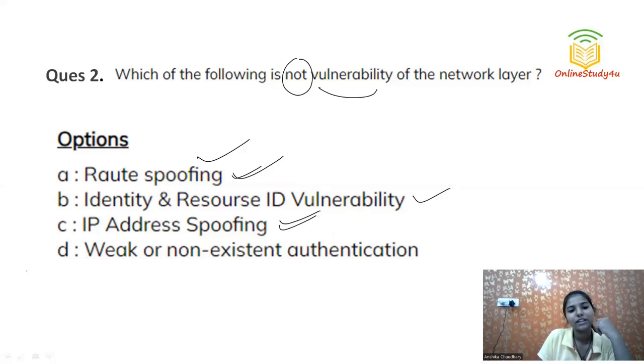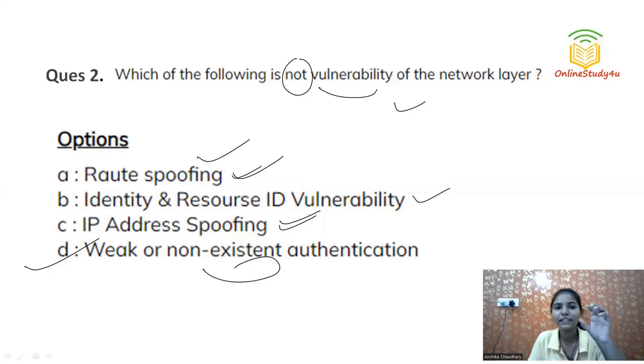Now the remaining option is weak or non-existent authentication. So this is not a vulnerability. This is a weakness. Vulnerability is different and weakness is different. Vulnerability is something caused by someone else, which is an external cause, but this is our personal cause. So I hope this makes sense. And moving on to the next question.